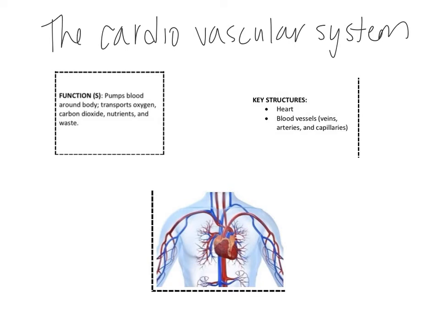Cardiovascular system is going to pump blood around the body, transport oxygen, carbon dioxide, nutrients, and waste all through the body. The key structures are your heart and your blood vessels. So your picture, you have your heart in the middle, and then we have the red and the blue blood vessels.